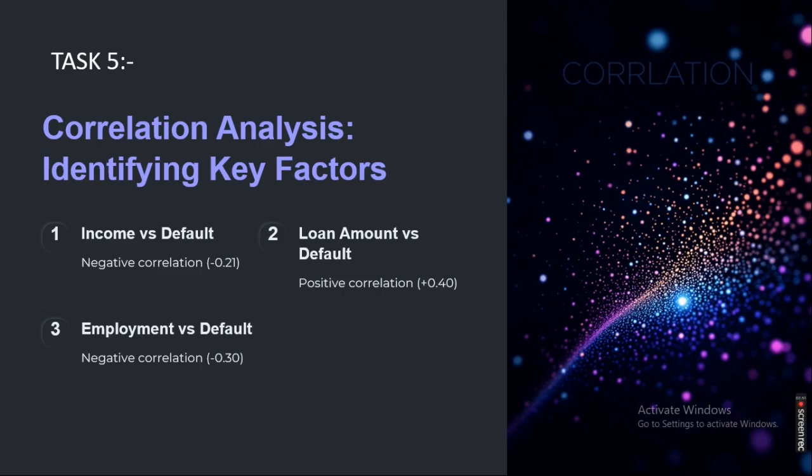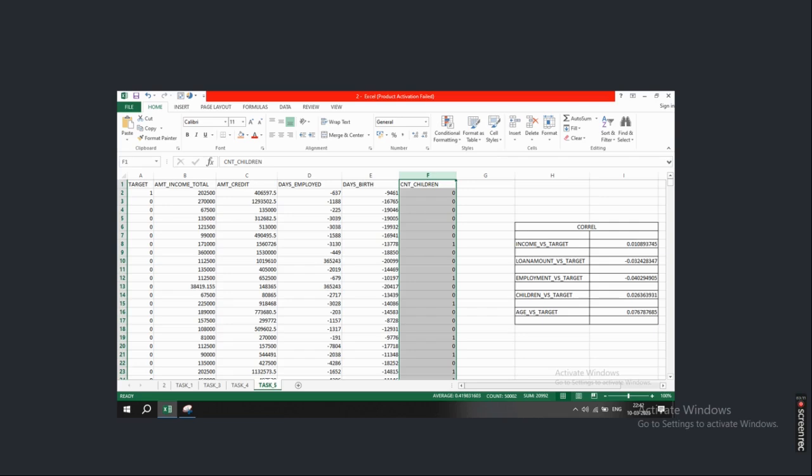Now let's proceed to correlation analysis. In this, income versus default, negative correlation, loan amount versus default, positive correlation, and employment versus default, negative correlation. And I have performed some more correlations. Let's see. So using these 6 columns I have performed all the correlation.